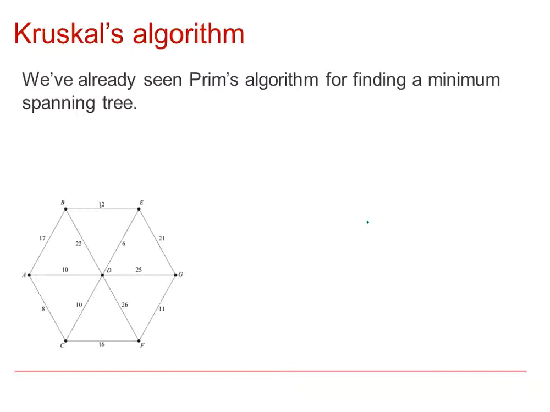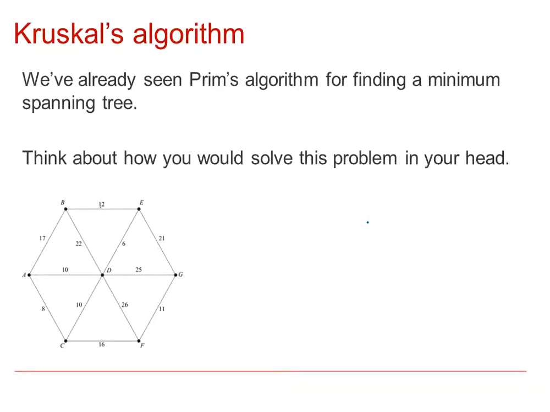We've already seen Prim's algorithm for finding a minimum spanning tree. Think about how you would solve this problem in your head. If you're faced with this problem, you might just look for the shortest edge. So you might want to start off with this 6 as being the shortest edge, and then you might move on to the next shortest edge, which is the 8.